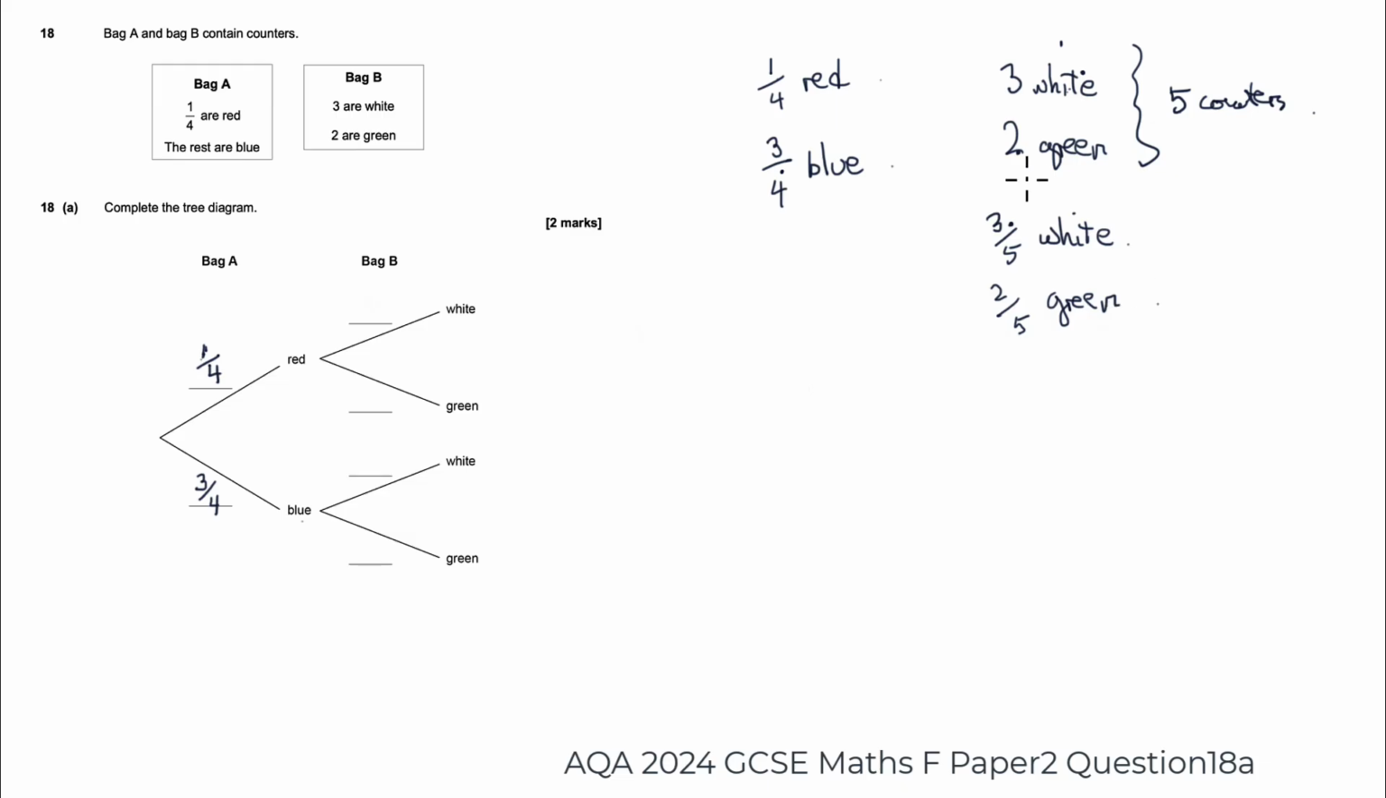And you can check again, 2/5 plus 3/5 give you 5/5. That's 1. That's one whole bag. That's bag B.